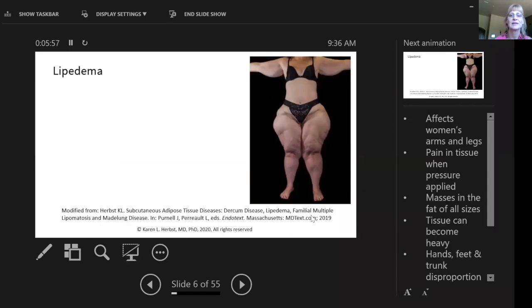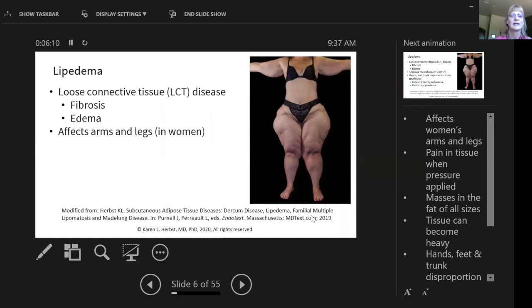So let's think about lipedema differently. Lipedema is a loose connective tissue disease. And the problem within the loose connective tissue in lipedema is that there's fibrosis and there's edema. Lipedema affects the arms and legs, and this has been described primarily in women, although it can happen in men. It is rare in men, but most of the descriptions are for women.